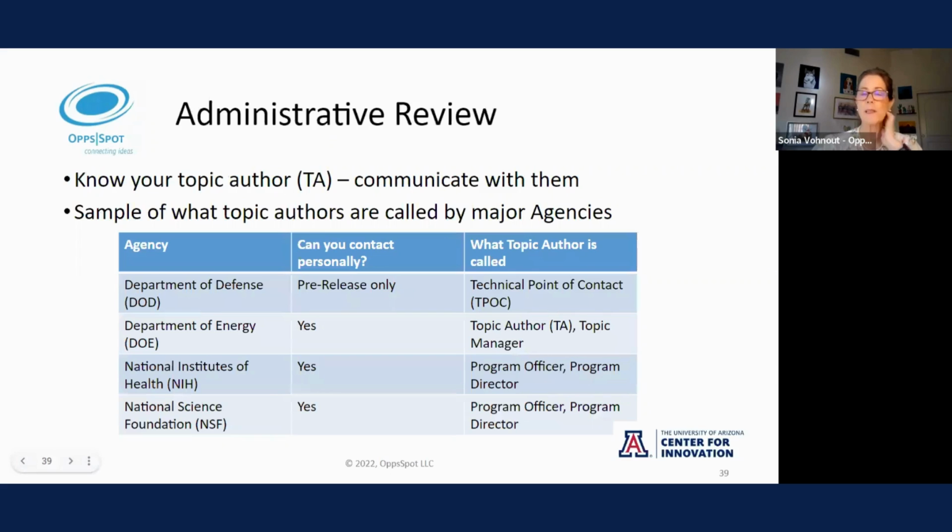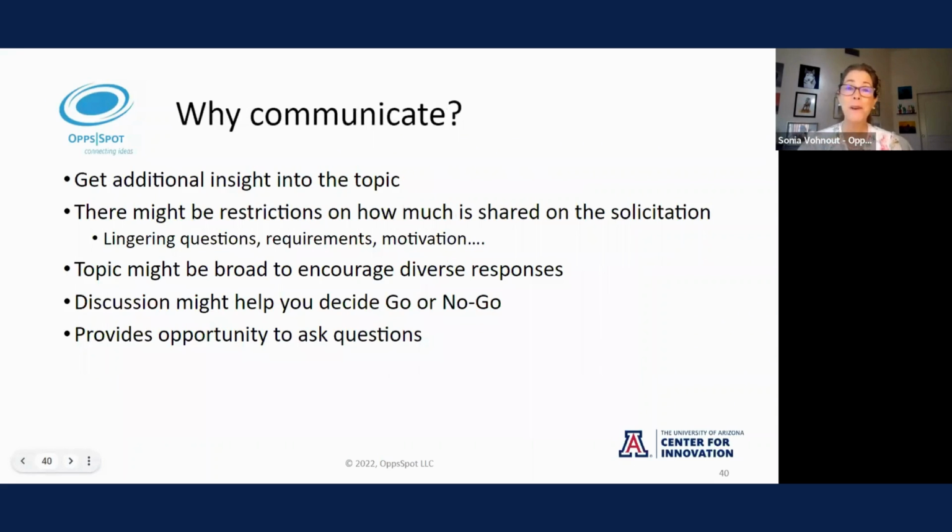So for administrative, it depends on which agency you're responding to. They're going to be slightly different. I kind of outlined here a few, focusing on the DOE. You can contact the topic authors or the topic managers directly. So listen to the webinars and other agencies. All right. Why is it important to talk to your topic authors? Because they might give you information that's in between the lines in the topic description.